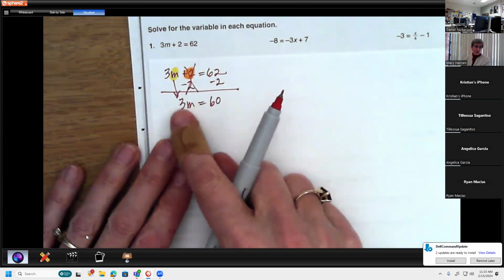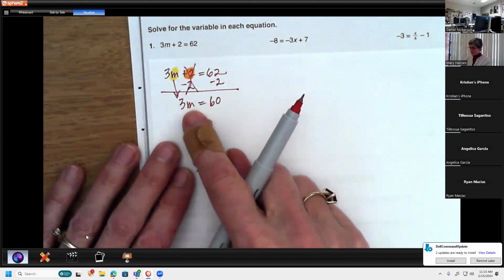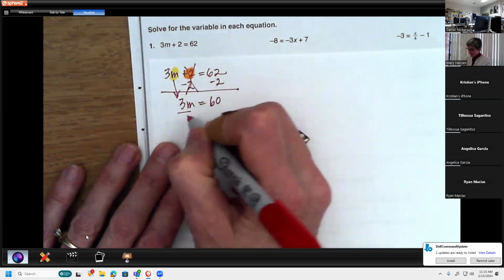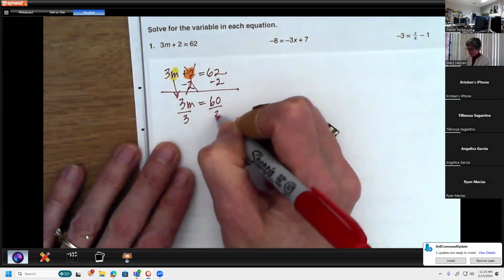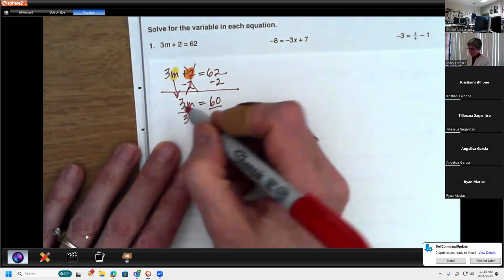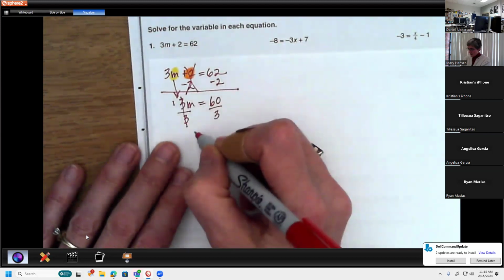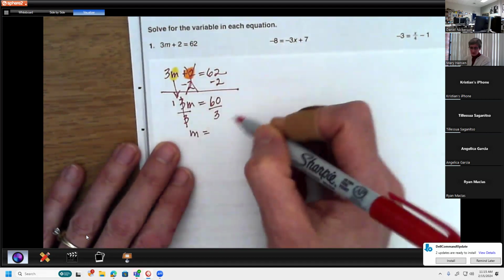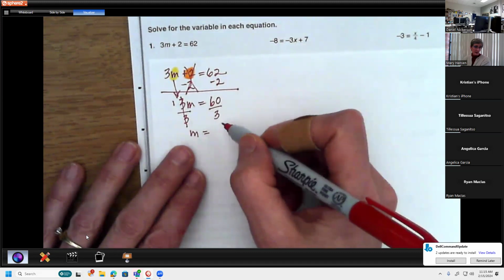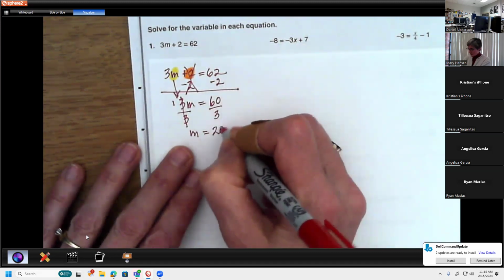See, these two are connected by multiplication. Opposite of multiplication is division. 3 divided by 3 makes 1. And 60 divided by 3 is 20.